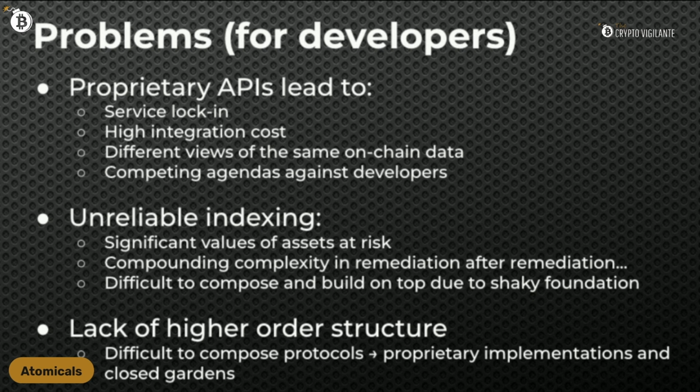Unreliable indexing. Significant value of assets is being put onto ordinals on Bitcoin, and with unreliable indexing, we don't really know if you're going to get an ordinal number that's positive or negative. For example, that's one of the things that came out of one of the edge cases that was discovered. It's difficult to compose and build on top because there are just so many changes, and the building blocks are rather low level, which is great to have gotten started with inscriptions and to bootstrap this entire economy. But we really need something more, because there's a lack of higher order structure right now.